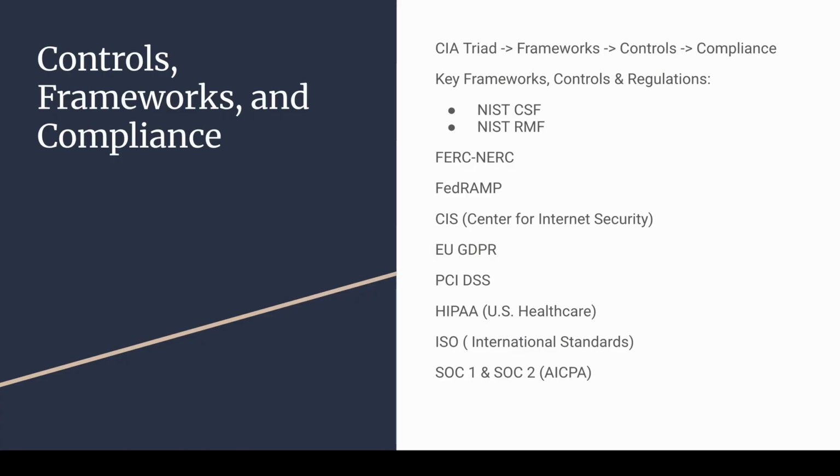PCI DSS. This applies to organizations that handle credit cards. The goal is basically to reduce credit card fraud, and it covers storage, processing, and transmission of card data. HIPAA, these are U.S. healthcare rules, protects protected health information, which is PHI. It's basically governed by the privacy rule, security rule, and breach notification rule.